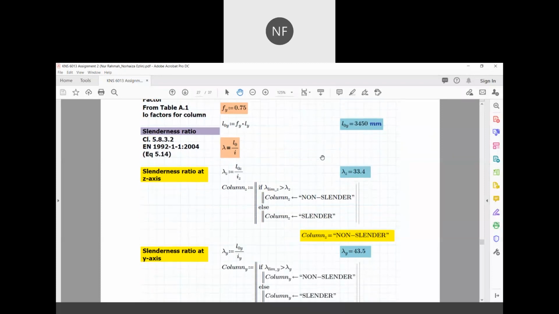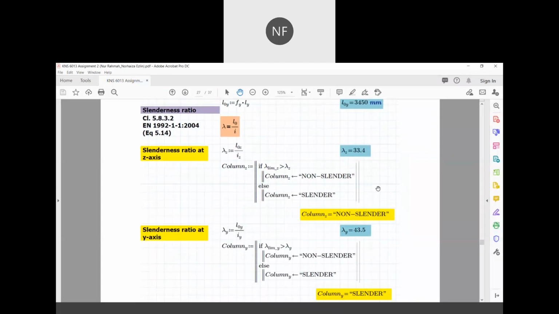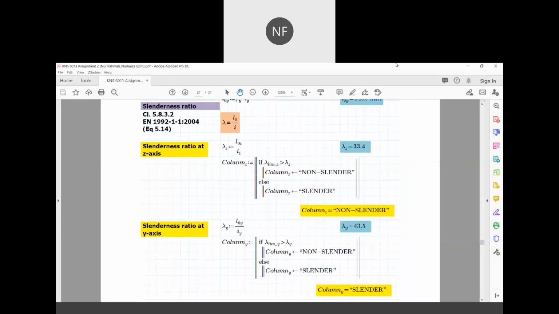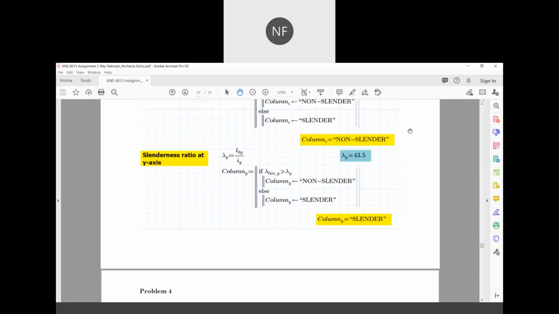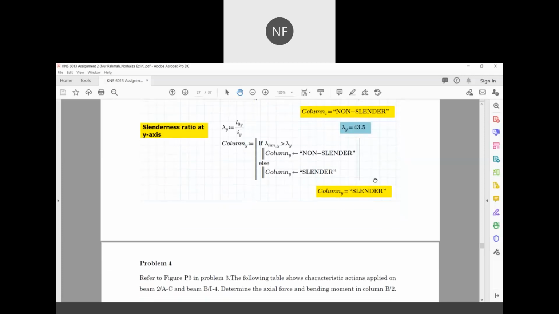So using the effective length, we determine the slenderness ratio, and here at the z-axis it is equal to 30.4, and it is less than the calculated slenderness limit ratio. So we consider it as non-slender, whereas the slenderness ratio at the y-axis is equal to 43.5, and it is more than the slenderness limit ratio at the y-axis. So we consider the column at the y-axis to be a slender column.